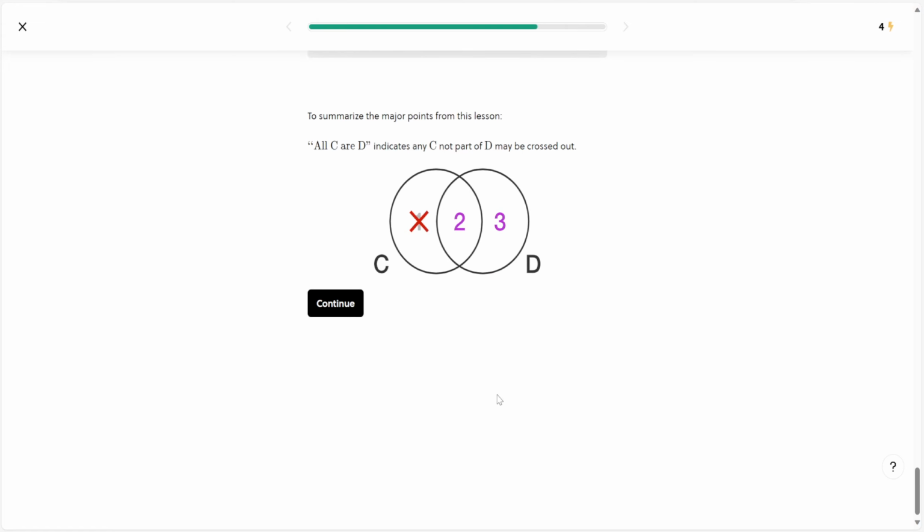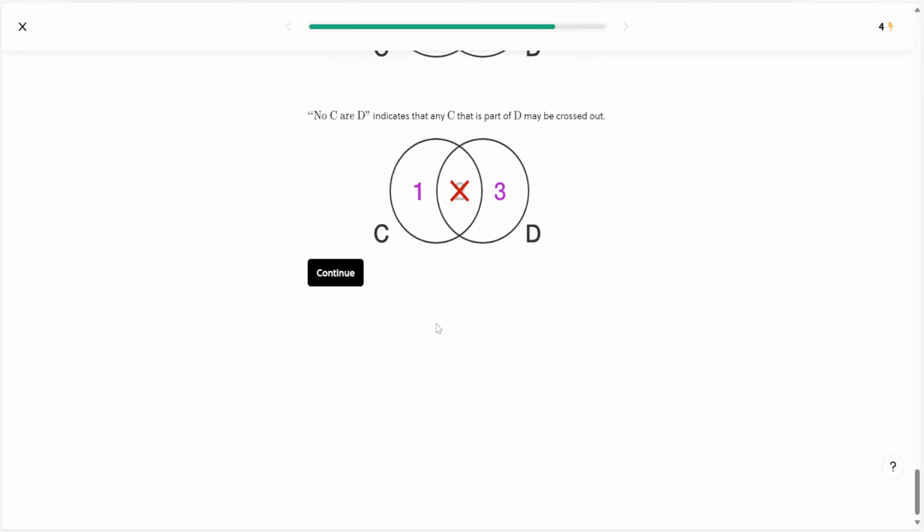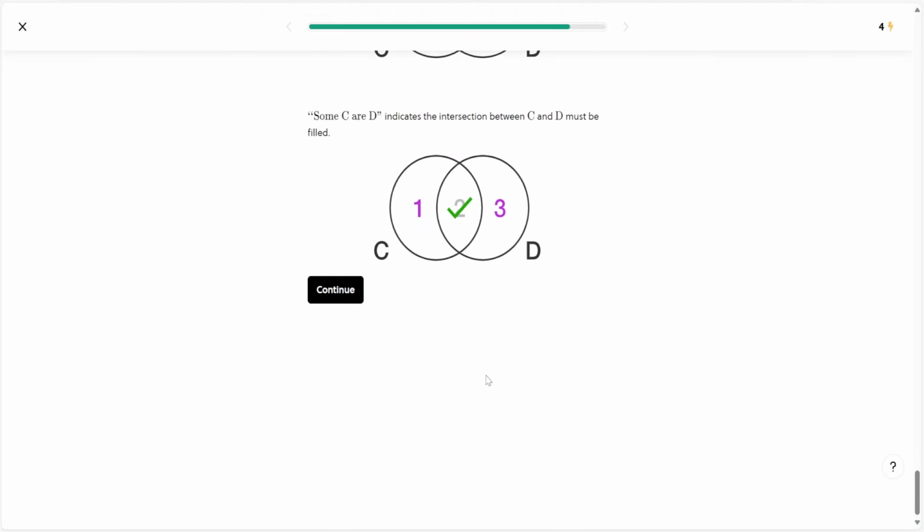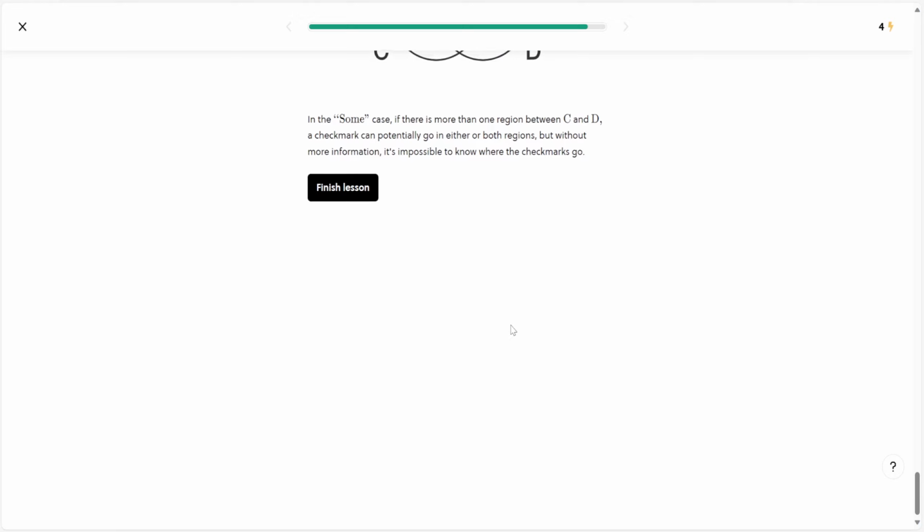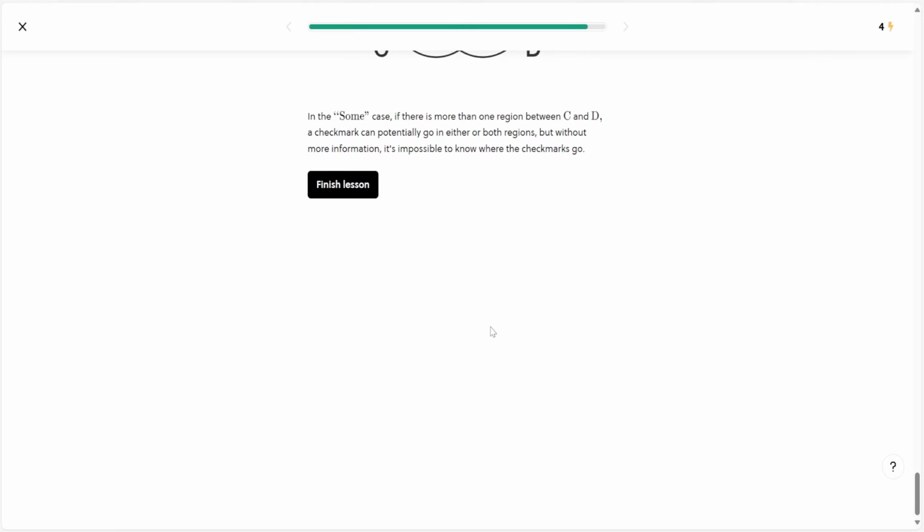To summarise the major points from this lesson, all C or D indicates any C not part of D may be crossed out. No C or D indicates that any C that is part of D may be crossed out. Some C or D indicates that the intersection between C and D must be filled. In the case of some, there is more than one region between C and D. A check mark can potentially go in either or both, but without more information, it's impossible to know.